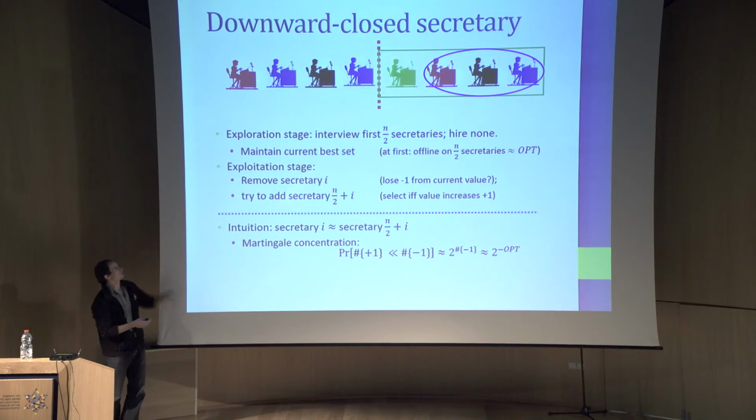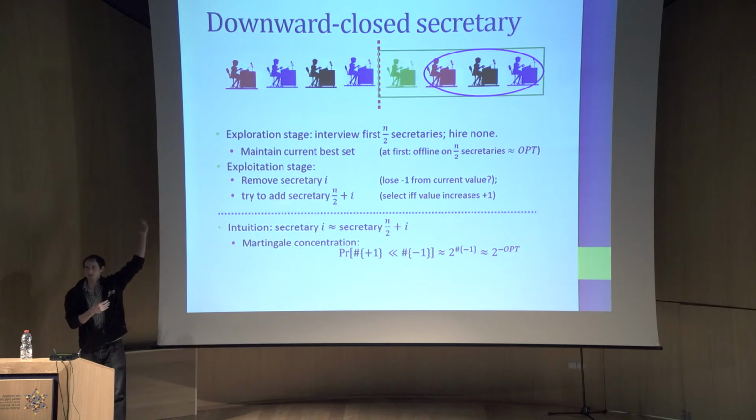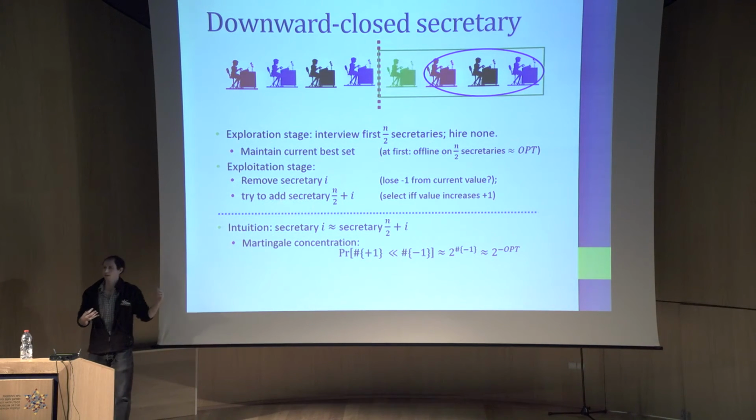So you run this algorithm, right? And at each step, you either have a minus 1 because you lost the leftmost secretary that you liked, or you maybe gained a secretary, so maybe you have a plus 1. So a priori the number of plus 1s and minus 1s should be about the same, with very high probability. The probability that they're very different looks like 2 to the minus opt. That's the probability of a large deviation. Okay.